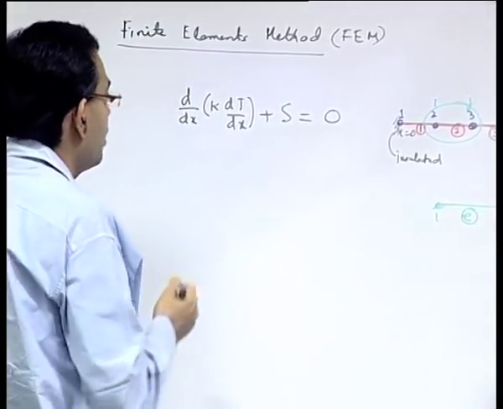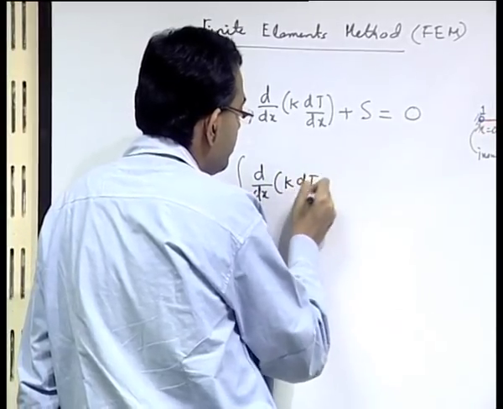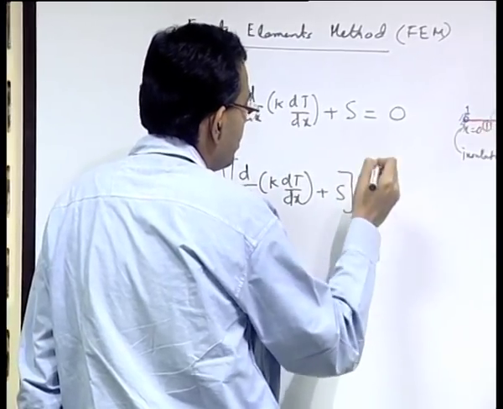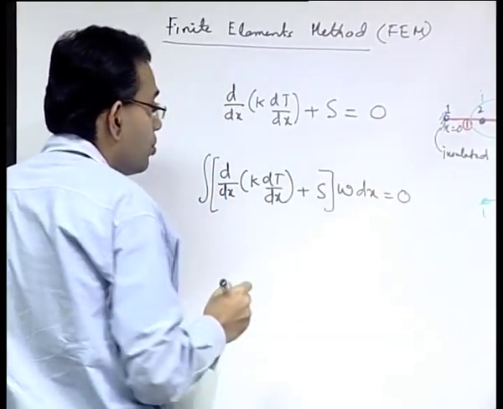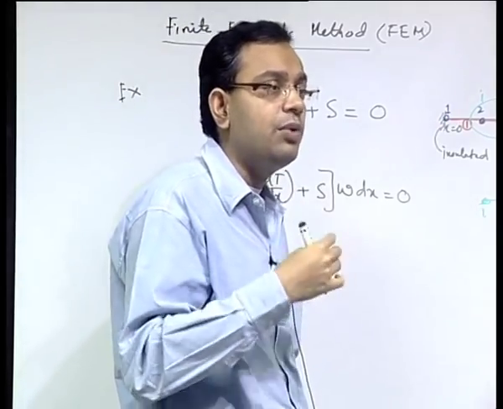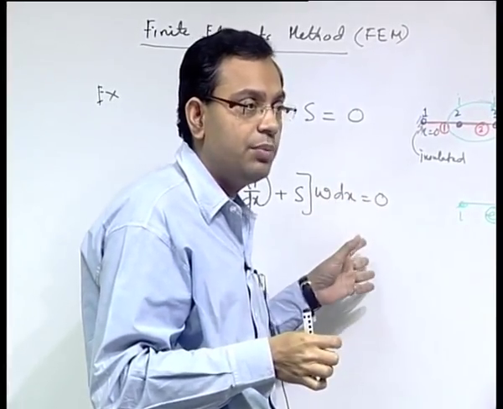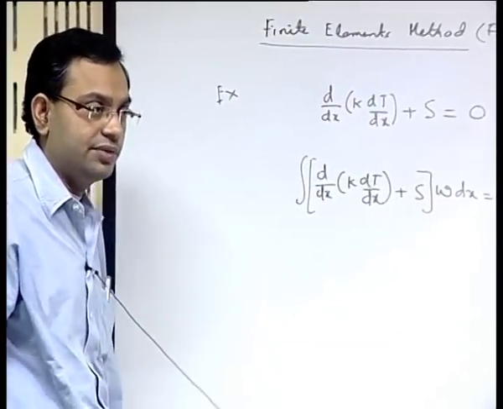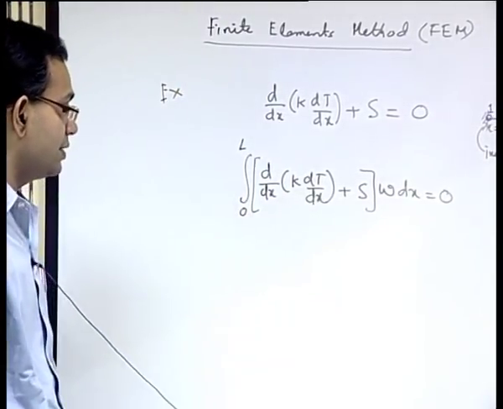So, you write d/dx of (k dT/dx) plus S, we multiply it by a weighting function w, dx equal to 0, that is the first step. So, we are using discrete Galerkin's finite element method. There are many different ways by which finite element equations may be derived. So, do not develop a misunderstanding that this is the only way in which it can be done, but this is the discrete Galerkin's method by which we are showing this as an illustration. From x equal to 0 to x equal to L will be the limit of integration.